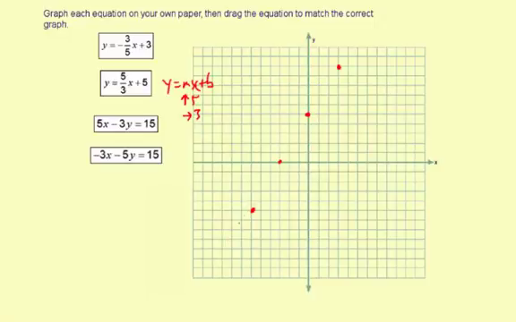So you can get a general idea. And when you're drawing a linear graph, technically you only need 2 points, but for my uses, I like to draw more, so it makes it easier to draw the line. Okay, so there's the graph of y equals 5/3 x plus 5.